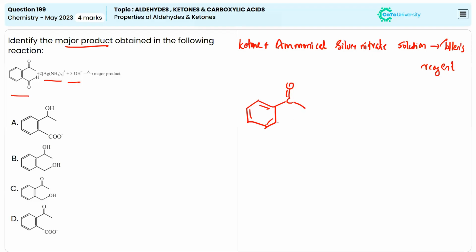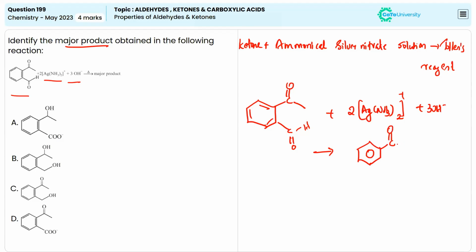Before that, we have to write the structure of the compound given here, and the reagent is 2 moles of Ag(NH3)2+, the ammoniacal silver nitrate solution complex, in presence of OH minus. They will produce the product: the benzene ring connected to CO and O minus. So from these options, we can see this product is option D. So this will be the correct answer.